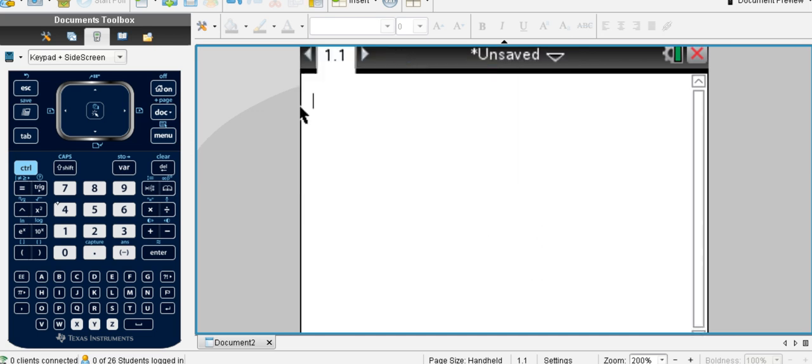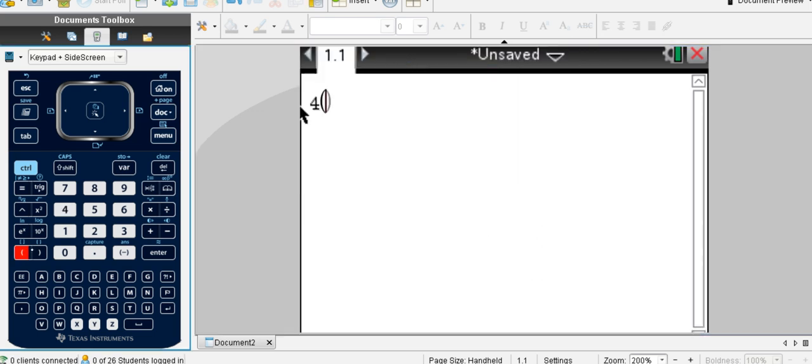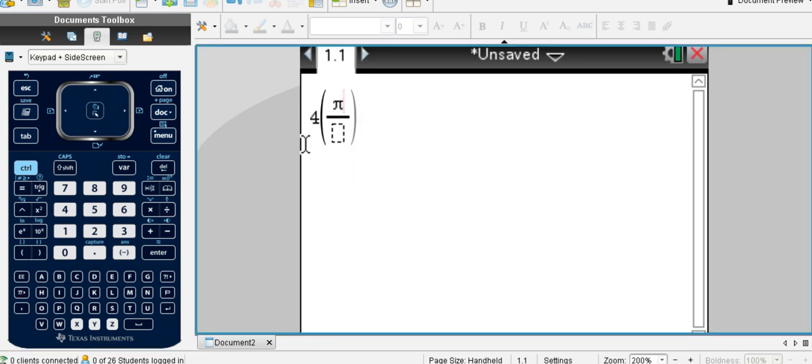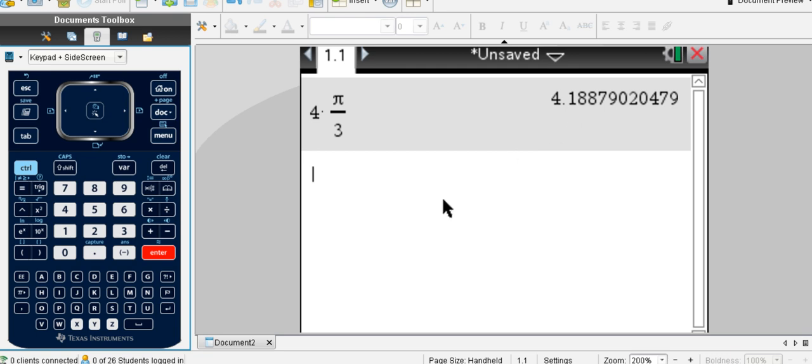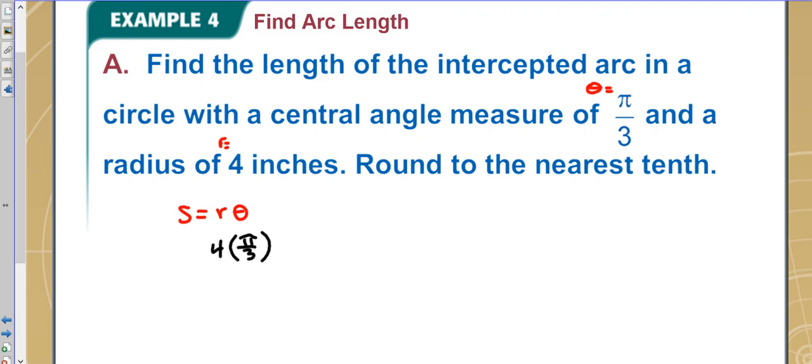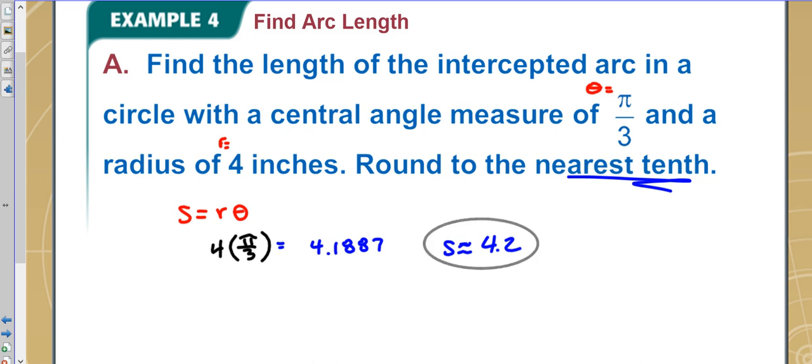I go to calculator, 4 times pi over 3, so go down to the pi button, hit pi over 3, and I get 4.1887. And it says round to the nearest tenth. Well, tenth has one 0, so just one decimal point. So we'd say 4.2 is our S. And I'll do the little squiggly, which just means it's approximately, we've rounded it. That would be our answer.